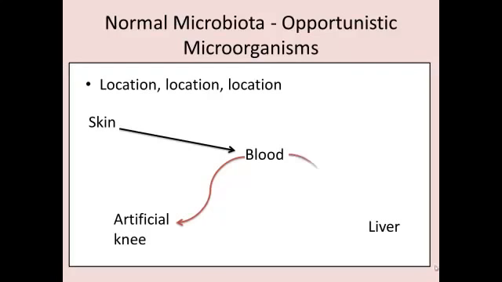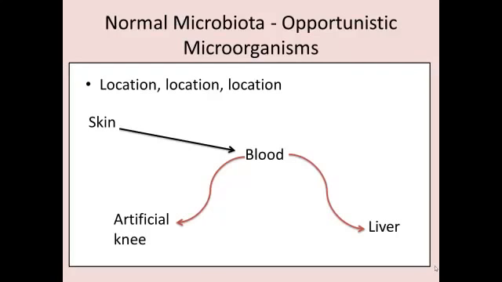Now, what if it gets from the blood into a different organ? Okay, the liver. From there, it can go to all sorts of other places, or your immune system may take hold. Okay, so that's why we call these organisms opportunistic pathogens. They're not causing a problem if they're where they're supposed to be, but if they get where they're not, they will take the opportunity to cause disease.